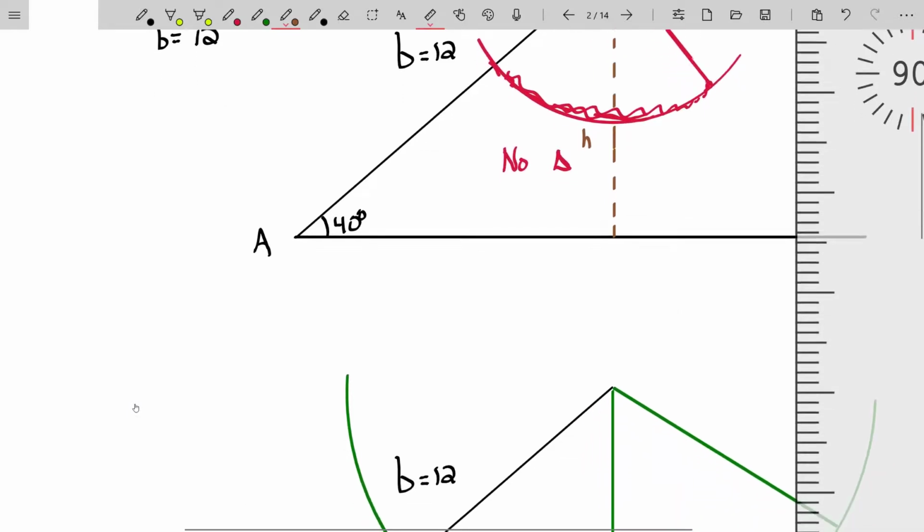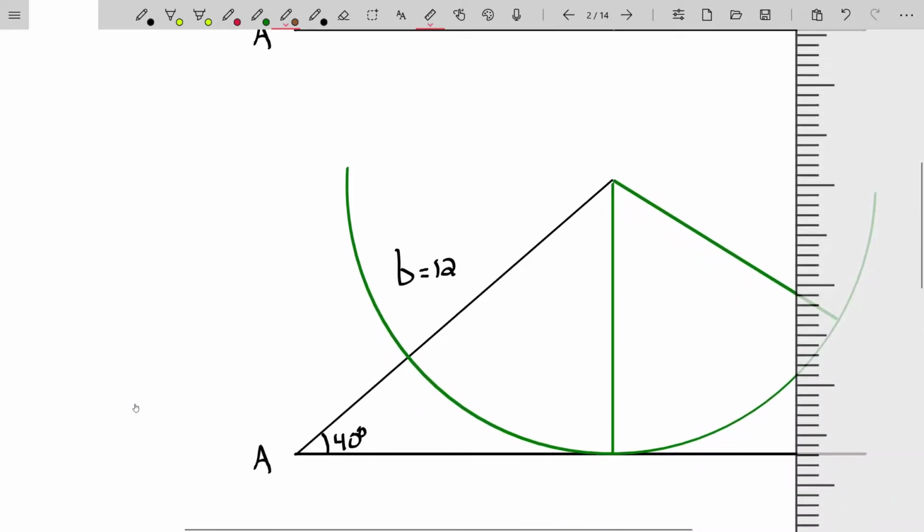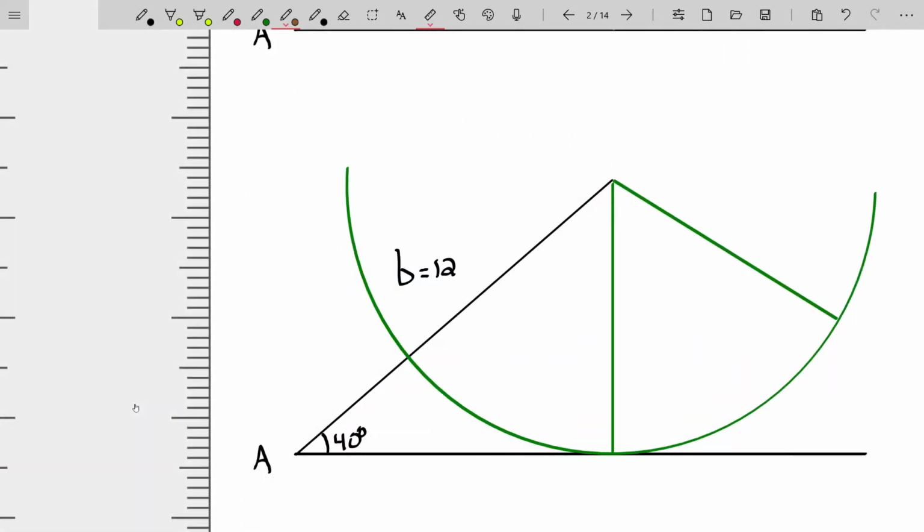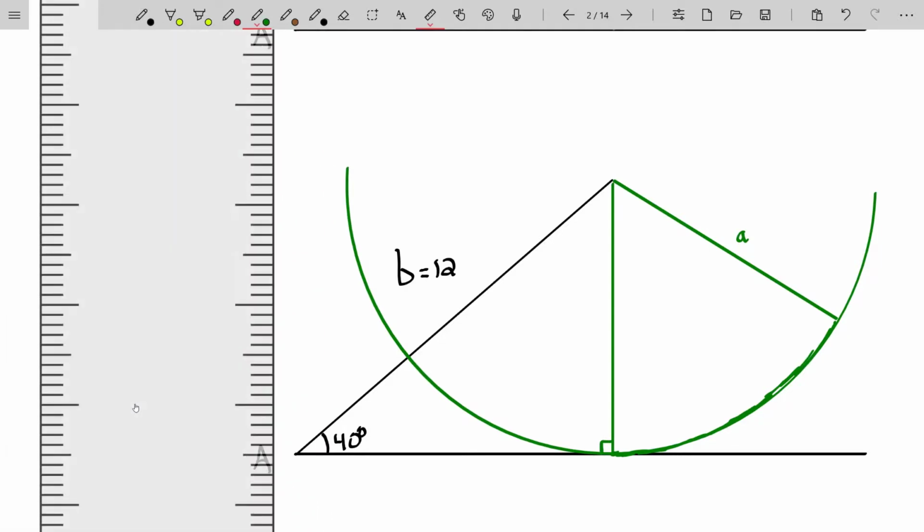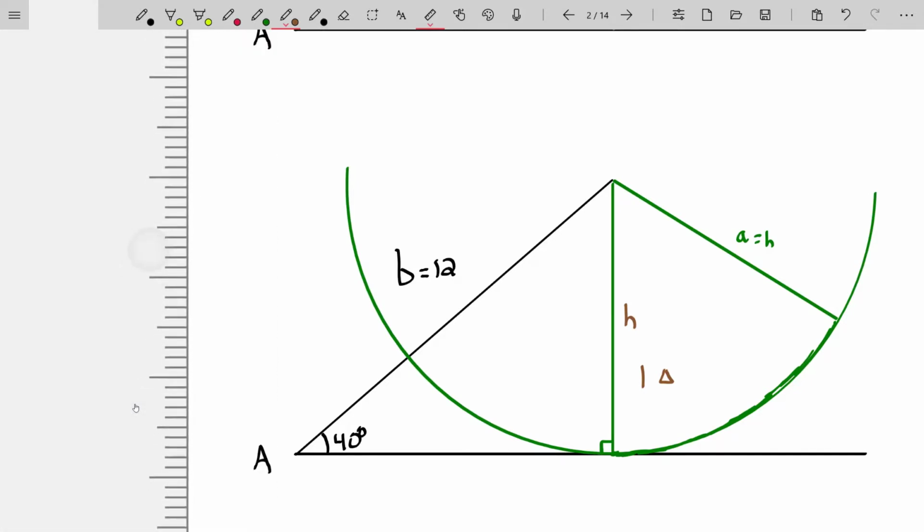If on the other hand, that side they hand you that's opposite your angle A, so side A, is just long enough so that when it swings, it only connects briefly right here to make a right triangle. That is, A is equal to the altitude h, where this guy right here is the altitude h. Then you have one triangle. Again, that's when your side length opposite your given angle A is equal to the altitude h.